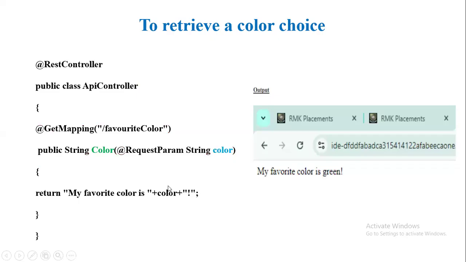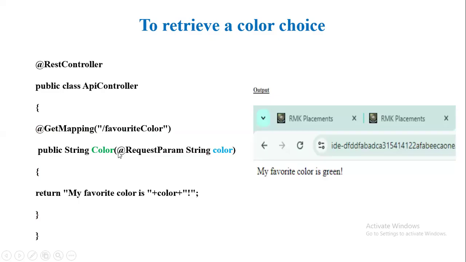One more thing: in this color method I have included a method parameter called color, of type String. This parameter is annotated with @RequestParam. @RequestParam is used to extract a value from the URL query parameter of an incoming HTTP request. Once you have given the endpoint name favorite color while giving the HTTP request, this color method will automatically be called and executed.